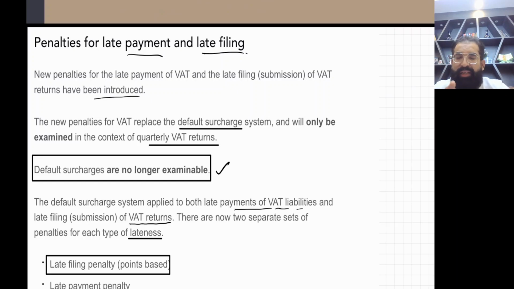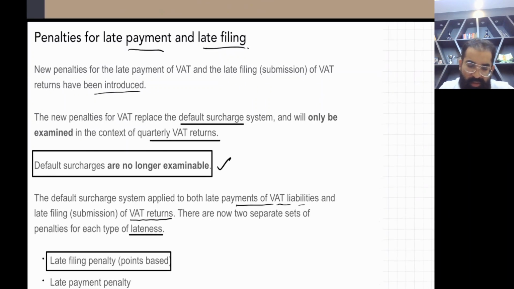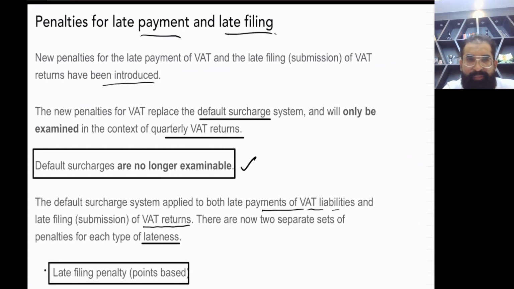Right, let's start. And this is the article given by your examiner on accaglobal.com. So we'll be doing it with that article, okay? So that real thing you can understand. So penalties for late payment and late filing. Read, new penalties for the late payment of VAT and the late filing submission. Filing means VAT return. Penalties of VAT returns have been introduced. The new penalties of VAT replace the default surcharge system.